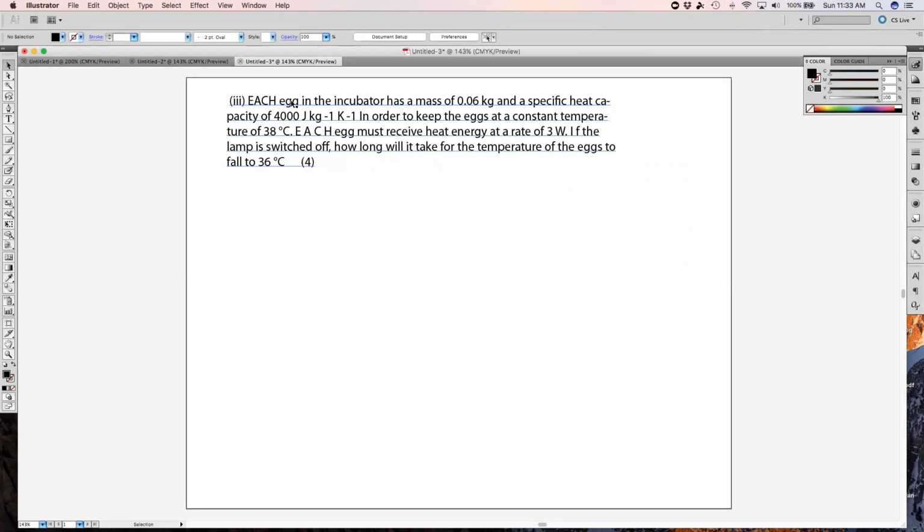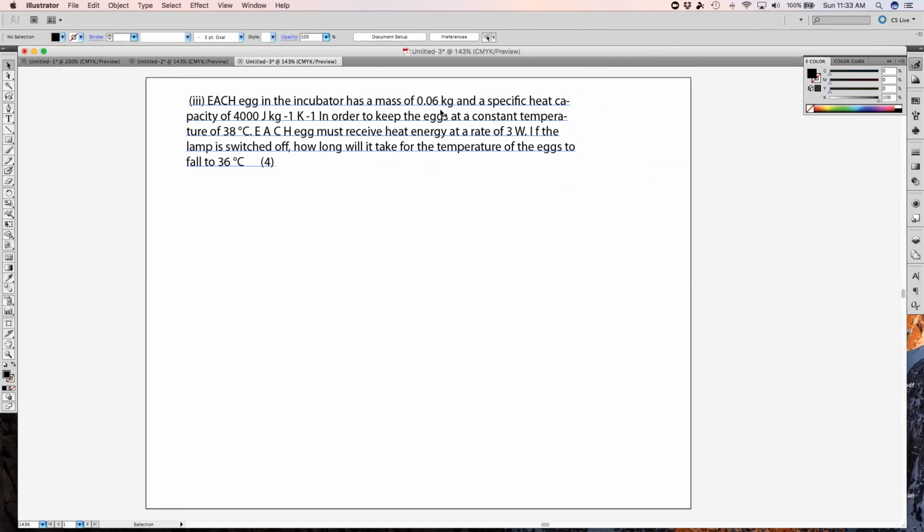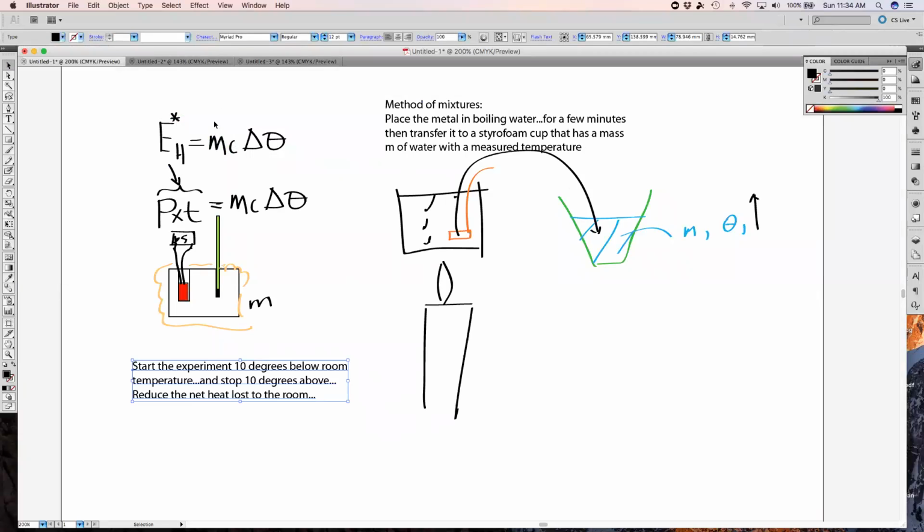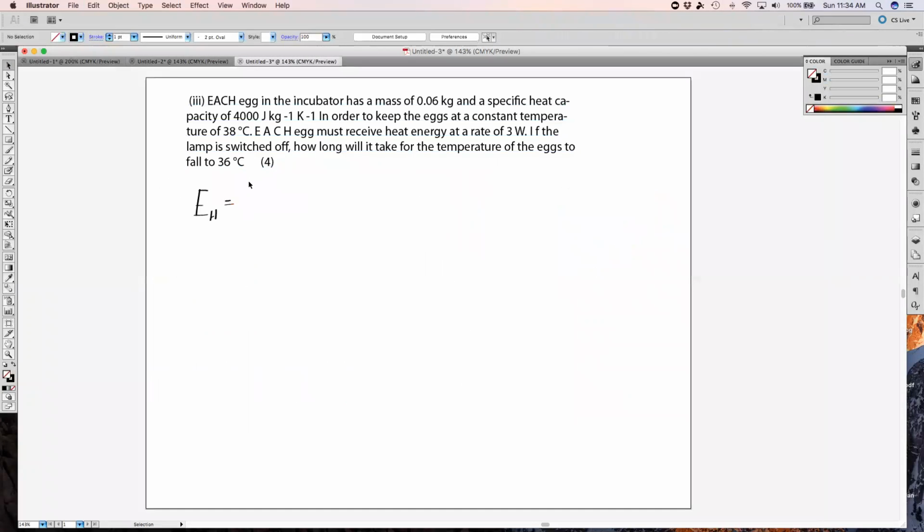All right, so let's analyze this. Each egg in the incubator has a mass of 0.6 kilogram. Now, before I go into there, we're dealing with heat transfer again, and we remember the equations for heat. There are two equations for heat. EH is equal to MC delta theta. And of course, there's a second equation for EH that we've spoken about. And that is EH is equal to ML, that's LV, LF, vaporization or fusion. These are the two equations that we look at when we're dealing with heat energy.